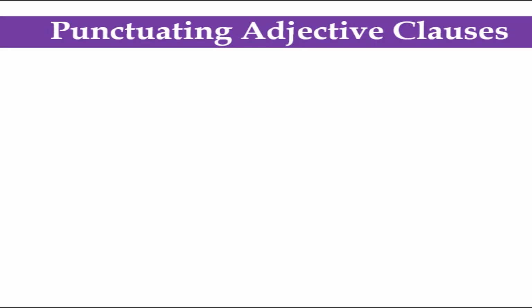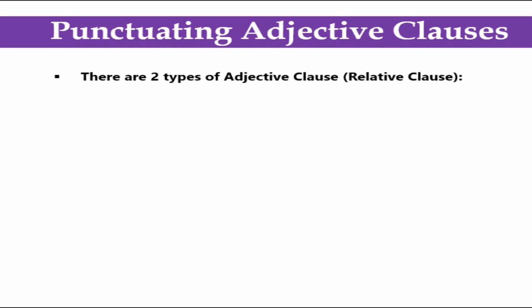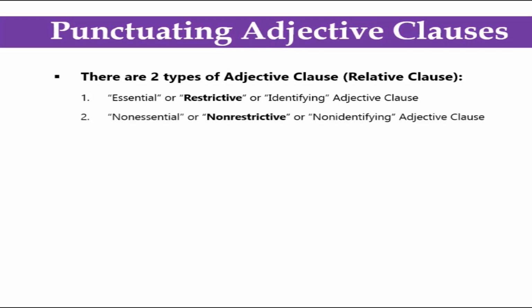This is the seventh point of the lessons today about types of adjective clauses and how to punctuate correctly. So I want you to pay close attention to this part. So let's start. There are two types of adjective clauses. The first type is the essential, restrictive, or identifying adjective clause. The second type is the non-essential, non-restrictive, or non-identifying adjective clause.